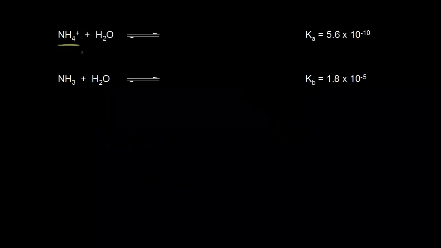We've already seen that NH4+ and NH3 are a conjugate acid-base pair. And so let's look at NH4+. The ammonium ion would function as an acid and donate a proton to water to form H3O+. And if NH4+ donates a proton, you're left with NH3. The Ka for this reaction is 5.6 times 10 to the negative 10.